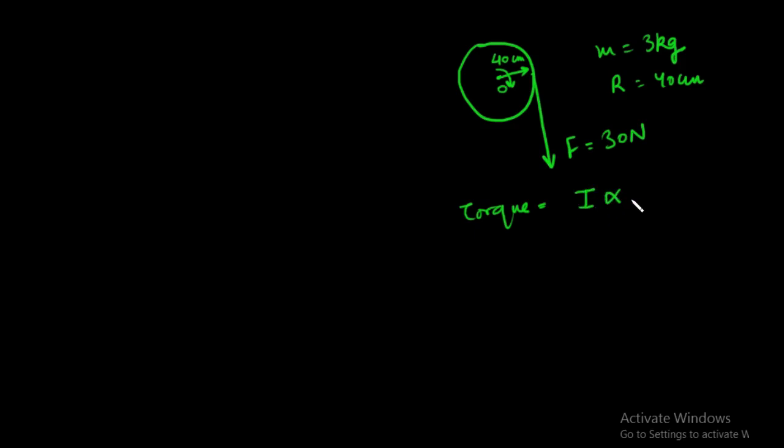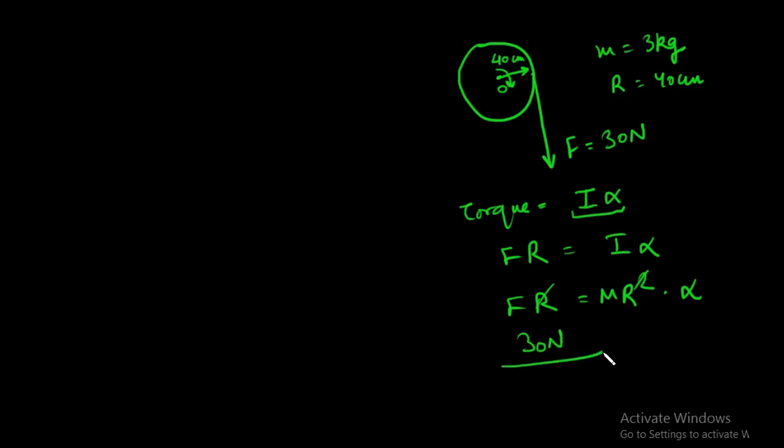This is a direct formula question. There is no need to think about it. The formula for torque is I times alpha, where alpha is the angular acceleration. So torque would be equal to R F, and this would be equal to I alpha, which is equal to M R square, and we have to calculate alpha. So R gets cancelled out. So F was 30 newtons divided by M, which was 3 kg, times 0.4 meters.